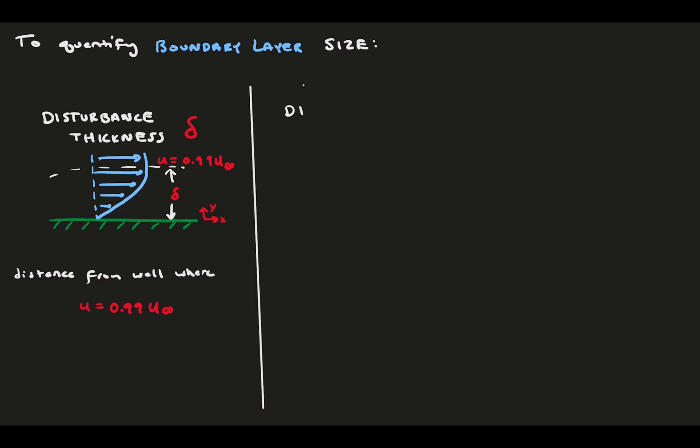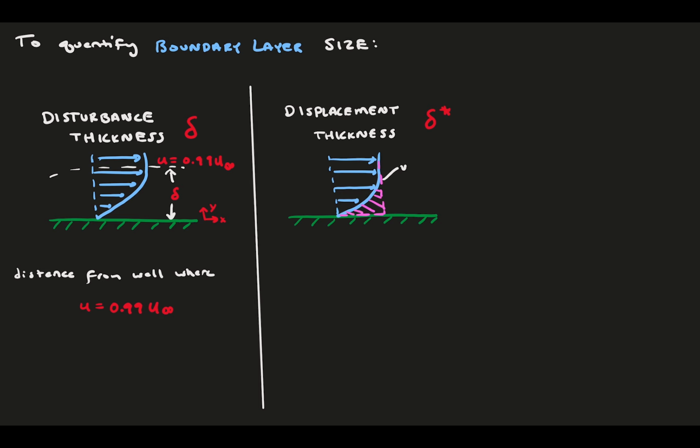The second strategy is called the displacement thickness. Consider the boundary layer. The velocity deficit is the region in purple where the flow velocity is less than the free stream velocity. This space has an area, which we're going to call area A. We can equate this area A to a rectangle that has one length as the free stream velocity, which is known, and some height, which is the displacement thickness, which we're trying to find.